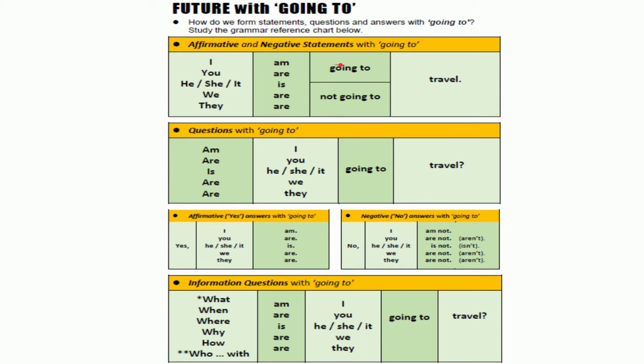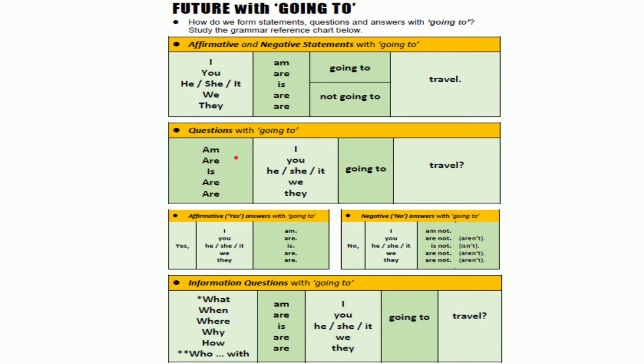Affirmative and negative sentences. This is affirmative: I, you, he, she, it, we, they. You know, I am, you are, he, she, it is, we are, and they are. If it is affirmative, I am going to travel. If it is negative, I am not going to travel. You are not going to travel.